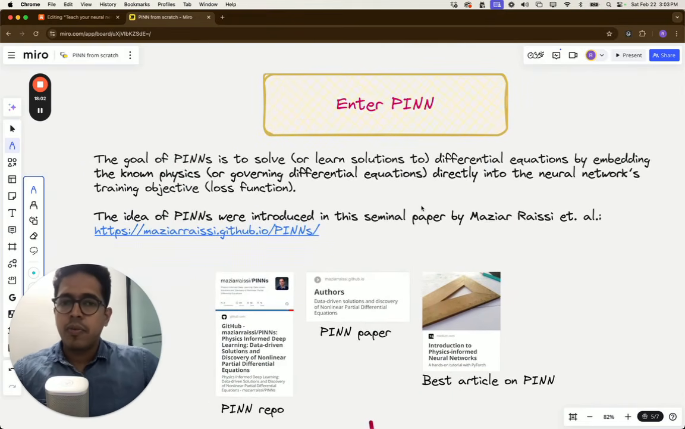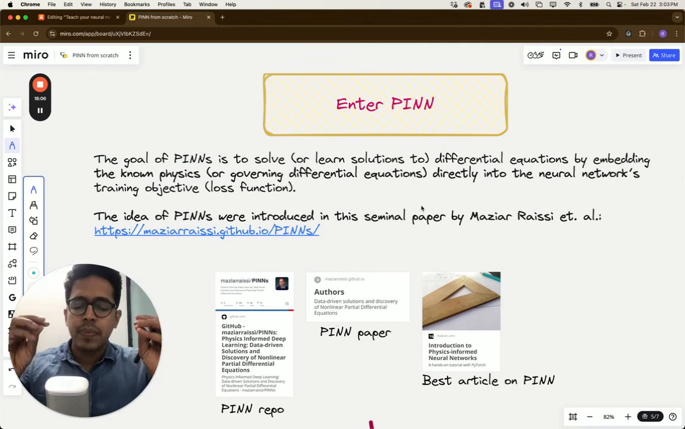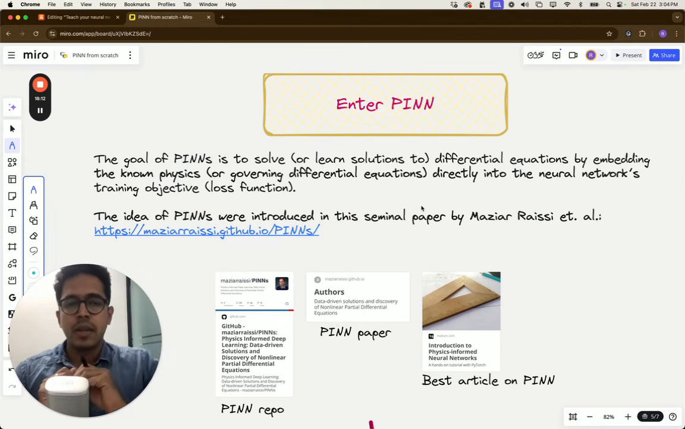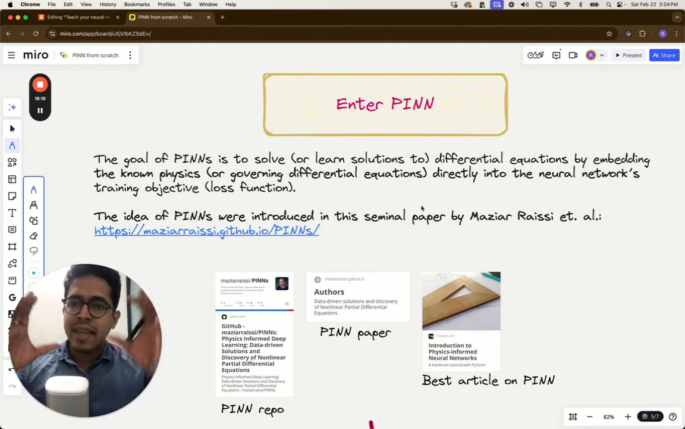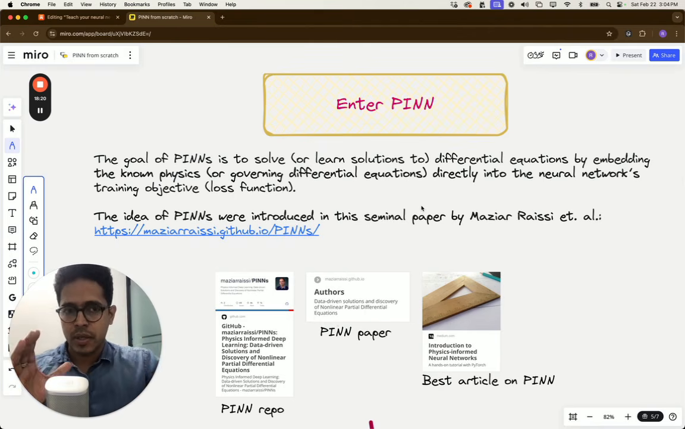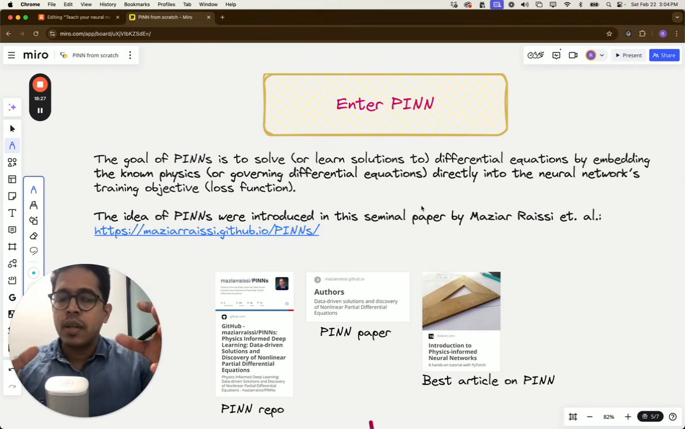The goal of PINN is to solve differential equations by embedding the dynamics described by physics, which you will see in the form of a differential equation. So in this ball throwing example, we will see how to do this. But basically, you should embed this in the training objective of the neural network, which is the loss function. The objective of the neural network is to minimize the loss function. So if you can embed the physics somehow in the loss function, you are training the neural network to respect physics.